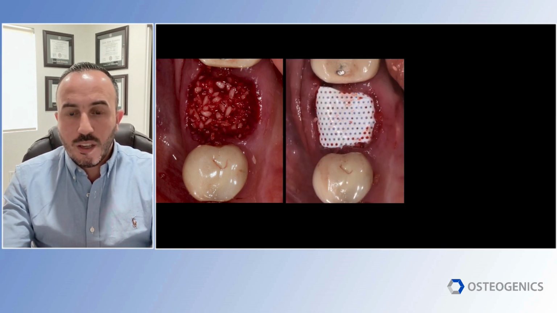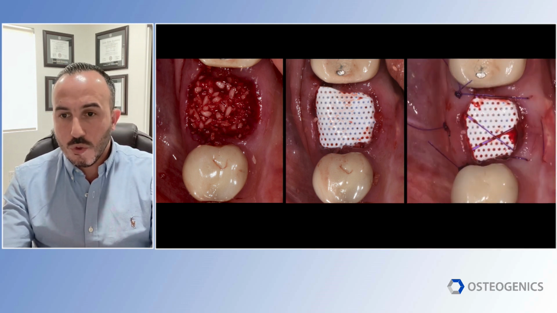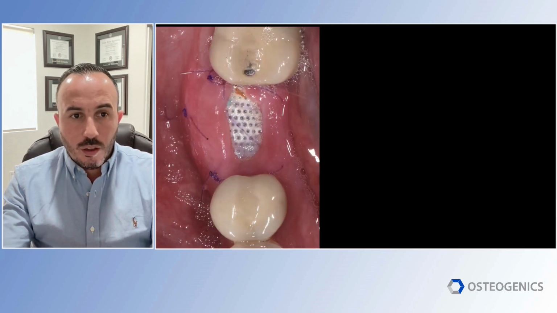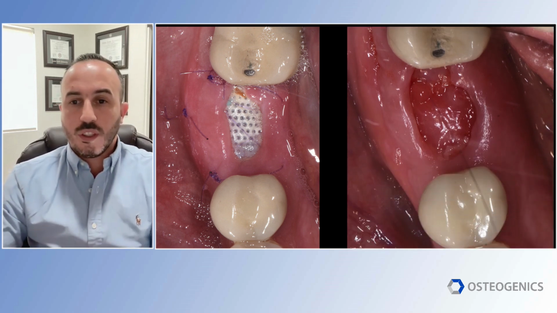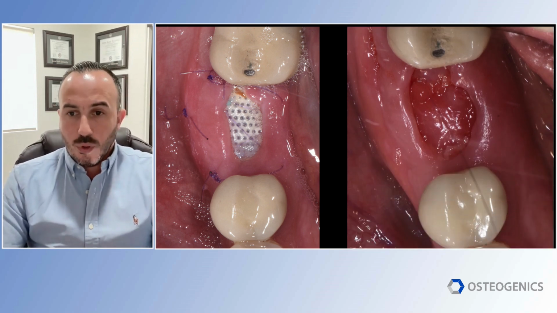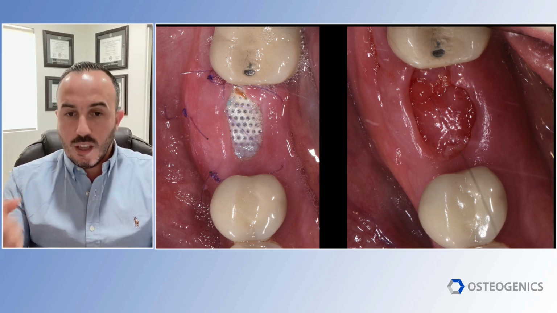We place the membrane, trim it so it doesn't touch the adjacent teeth, and we suture using Glycolon sutures in this case. So this is how we look at 1 week. I want to show you what to expect when you encounter this in the clinic. This is when we remove the membrane. This is what I would love to see all the time and every time.